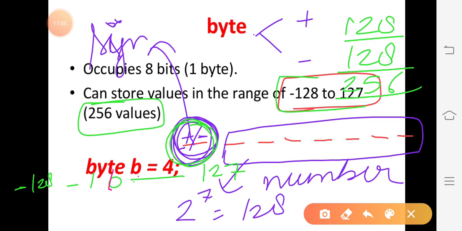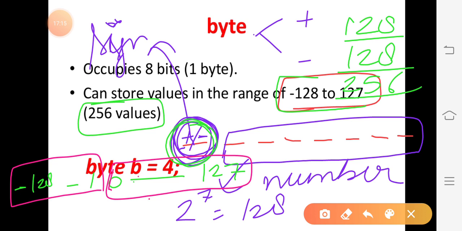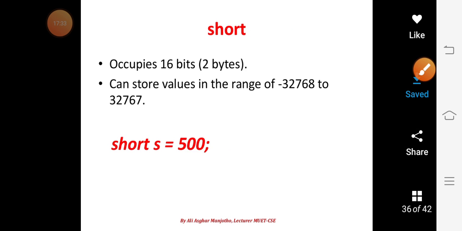Look here, 0 to 127, how many are these? 128 positive numbers. -1 to -128, how many numbers? 128. Meaning these are also 128, these are also 128. If you add these two, you will get the answer as 256. Clear or not? If it is not clear, then again I am going to explain in the next data type, right? Moving on to next, here for short I am going to calculate.